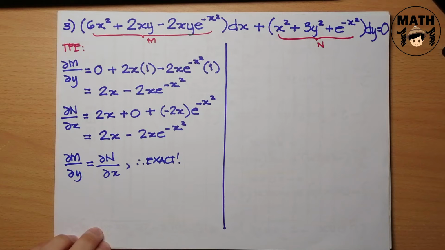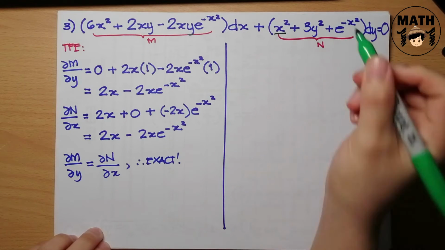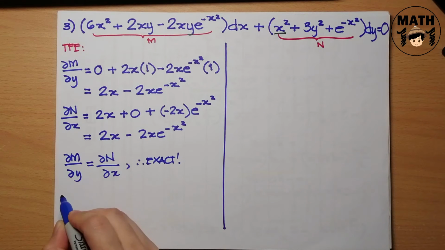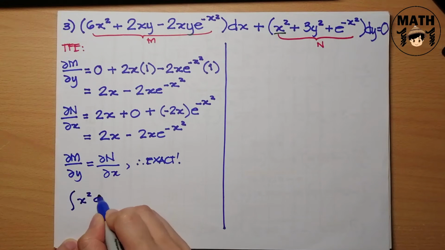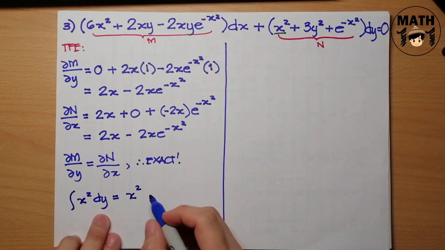Pick up tayo ng terms, then integrate natin depende kung kasama niya si dx or si dy. Let's try si x squared. Dahil kasama siya ni dy, i-integrate natin siya with respect kay y. Dahil dy ito, x squared is taken as constant, the integral of dy is y.